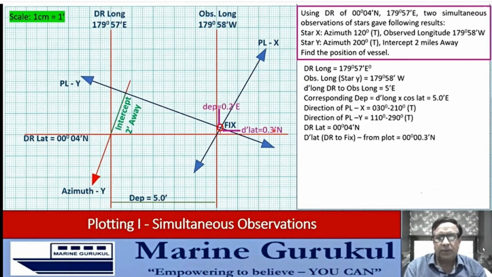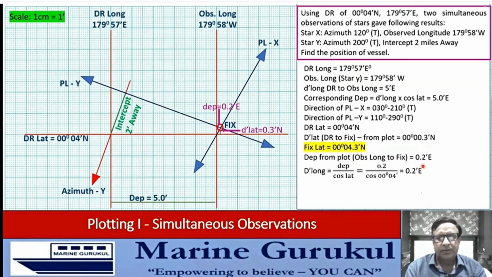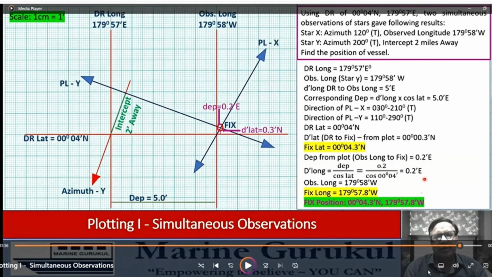We apply this D lat to the latitude of the DR lat, and we get the latitude of the fix as 00 degrees 04.3 minutes north. Departure from observed long to the fix is 0.2 minutes east. We convert this into D long, and being almost at the equator, they are both equal. We apply this D long to the observed long, which is 179 degrees 58 minutes west, and we get the fix long as 179 degrees 57.8 minutes west.